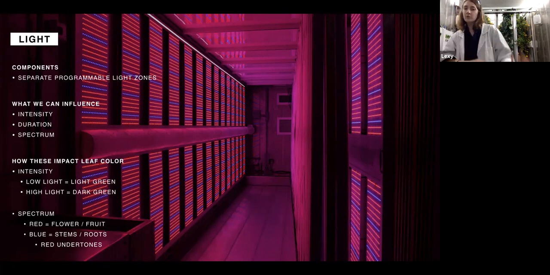And through controlling our lighting, we can control for lighting intensity, which means essentially the intensity of the light, or like the intensity of the sunlight. You want to think about it that way. We can control the duration of time that the lights are on. And we can also control the spectrum of light that we're using for our plants. So intensity and spectrum actually influence the color of the produce that you can produce.